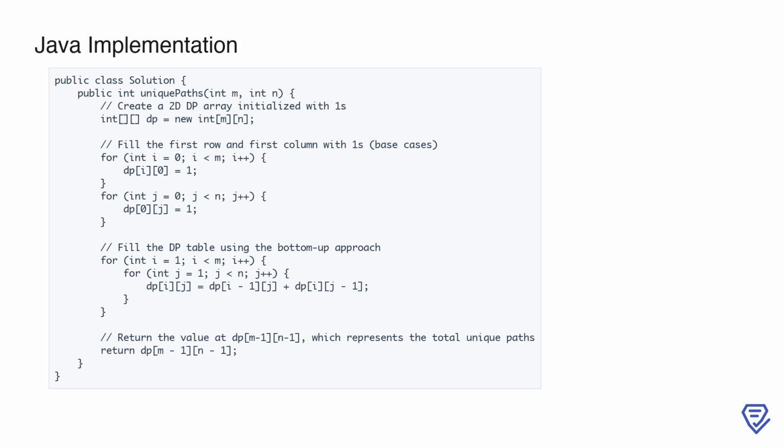This is the Java implementation of the unique paths problem. The logic mirrors the Python solution by using a dynamic programming approach with a 2D array. The table is initialized with base cases where the first row and first column are set to 1. Subsequent cells are filled using the relationship dp[i][j] equals dp[i-1][j] plus dp[i][j-1]. The final result is stored in dp[m-1][n-1]. Key differences include Java's strict type declarations and array initialization.